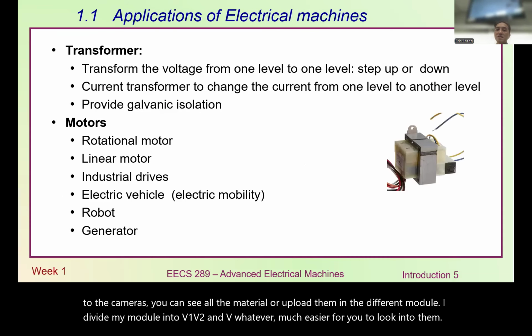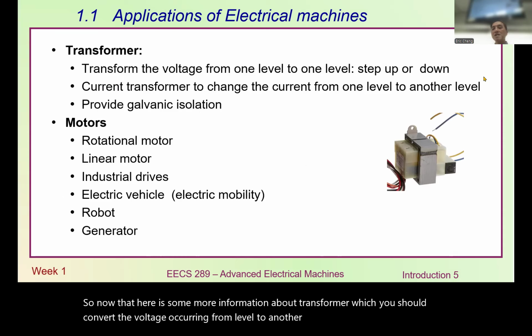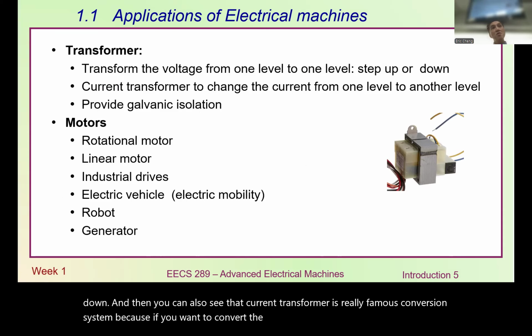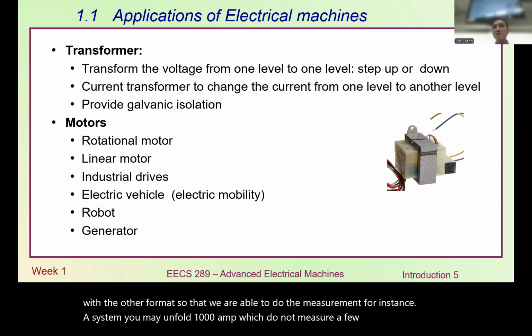So now here is some more information about the transformer, which usually converts the voltage or current from one level to another level. It can be step up or step down. You can also see that the current transformer is a really famous conversion system, because when we want to do the current measurement for high power or low power, we do need to convert the current into another format so that we're able to do the measurement. For instance, in our power plant system, you may have 1,000 amps. We do not measure the 1,000 amps directly. It's too expensive to do that.